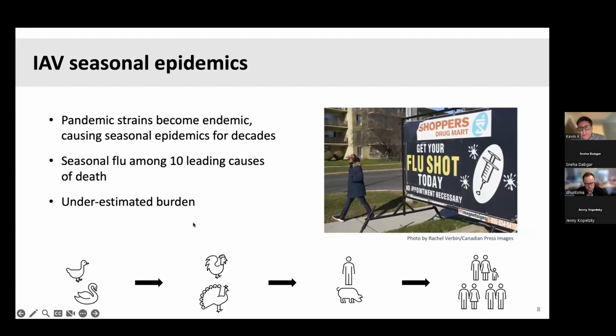Now, eventually, all of these pandemic influenzas become endemic, and they can linger for decades, causing the seasonal epidemics that we call seasonal flu. And all seasonal flu today is descendants of either the 2009 H1N1 swine flu or the 1968 H3N2 swine flu. Now, seasonal flu remains among the 10 leading causes of death worldwide, and it's very likely that this burden is significantly underestimated.